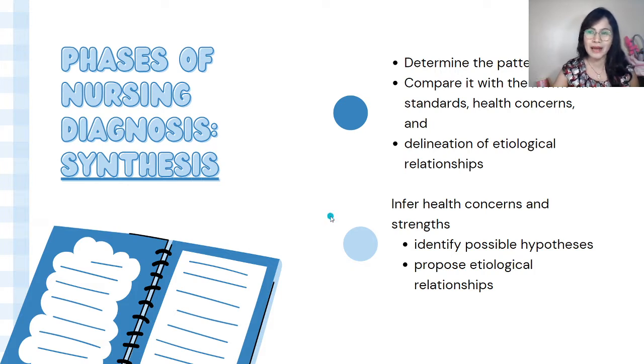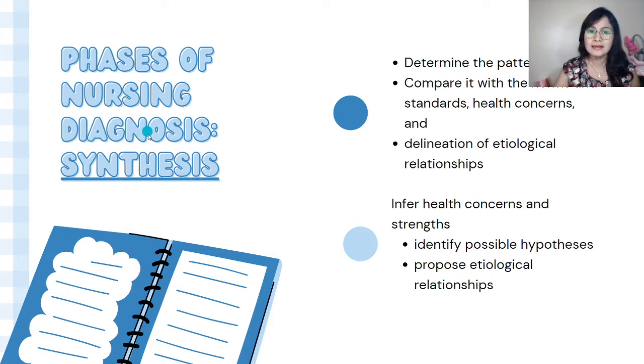To do that, you must make sure that you are able to cluster the cues and patterns. For example, you have Gordon's functional patterns. If the problem is about nutritional pattern, then you also have to check health management. You also have to check perhaps cognitive, in relation to the perception of the client about nutrition and food intake. So again, you must be able to cluster or group relevant information about the pattern that you are thinking of as having a problem or deviation.